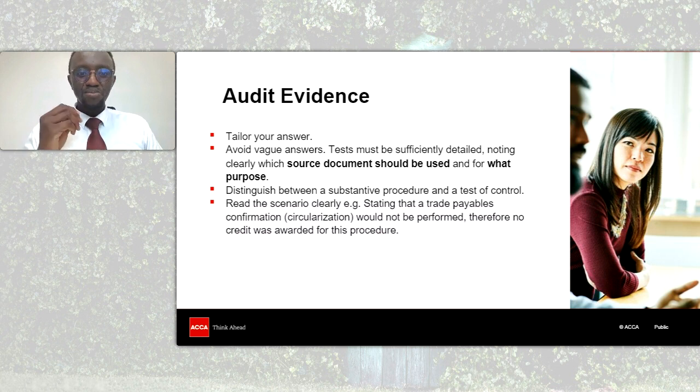All right. Read the scenario clearly, stating that a trade payables confirmation will not be performed. Therefore, no credit was awarded for this procedure. So this was mentioned in the scenario, and then students went on to write in the answer, perform circularization. Yes. And unfortunately, they did not score.